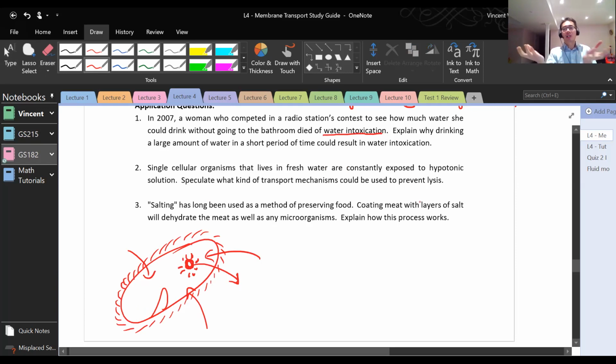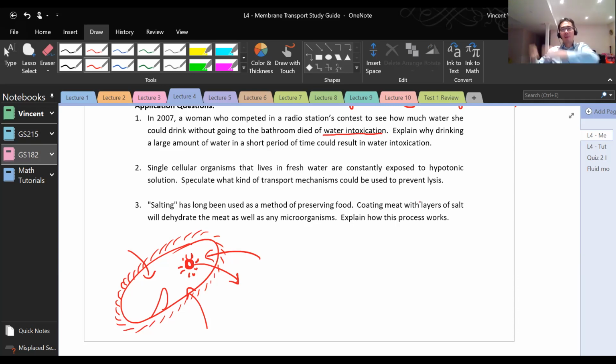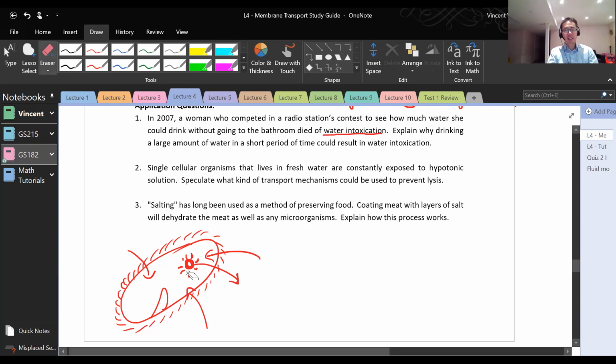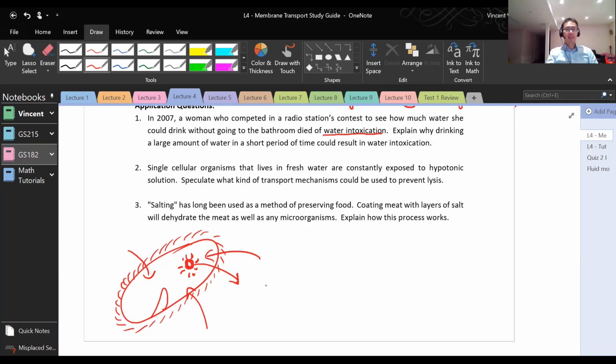Think of this as a leaking boat. Okay, so you have to keep on scooping the water and then pouring it out so the boat does not sink. Essentially, that's what this pump does. Okay, it constantly uses ATP to remove the excess water coming in and prevent it from bursting the cell.